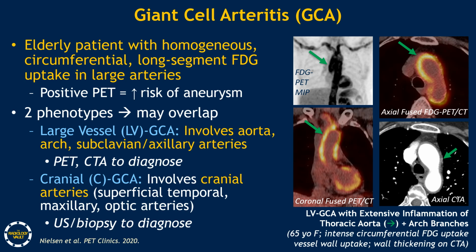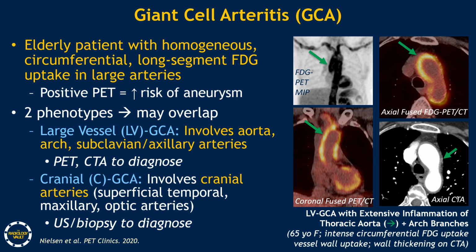So what about giant cell arteritis in particular? Well, think about this diagnosis on a PET scan if you have an elderly patient to begin with, and they should have homogeneous circumferential long segment FDG uptake in large arteries. And that's useful for prognostication because a positive PET in these patients indicates a higher risk of degenerating into aneurysm.